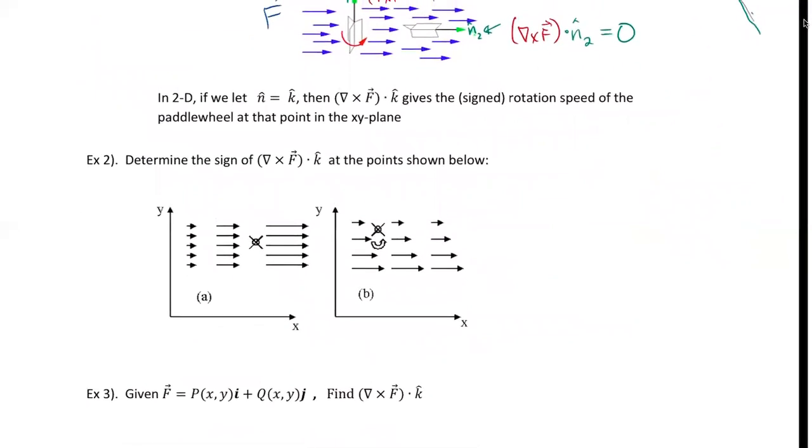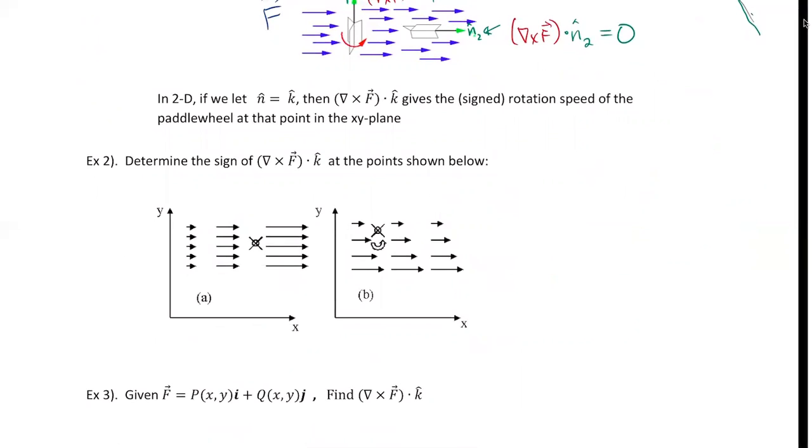Okay, and then in 2D, what's great is you have two options for n hat. N hat can either be positive k hat or negative k hat. And so if we let n be positive k hat, then this is again going to give us the signed rotation speed of the paddle wheel at a given point.